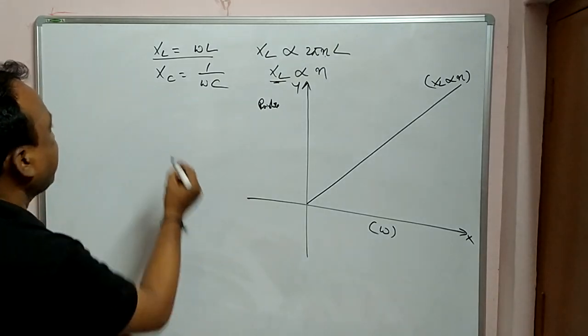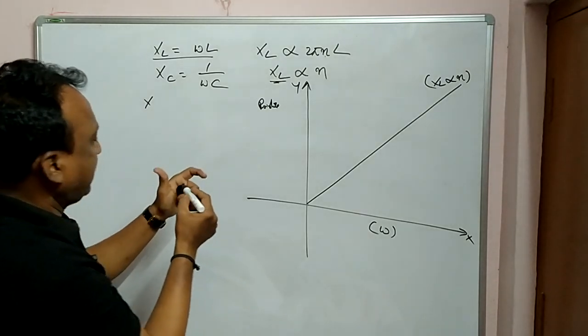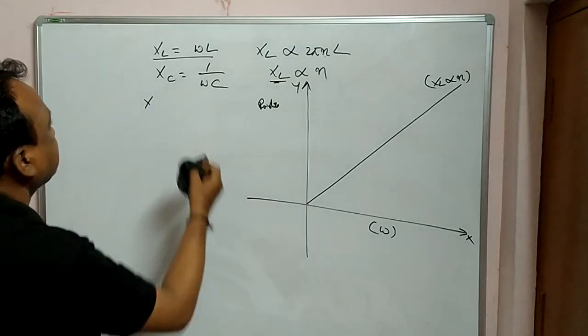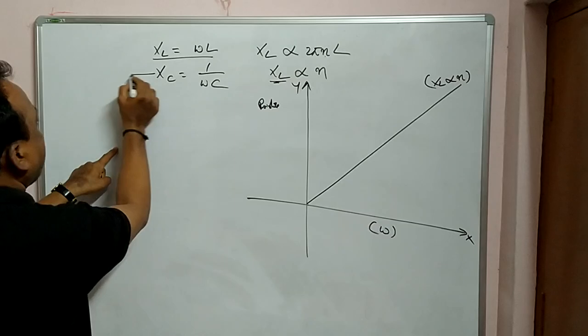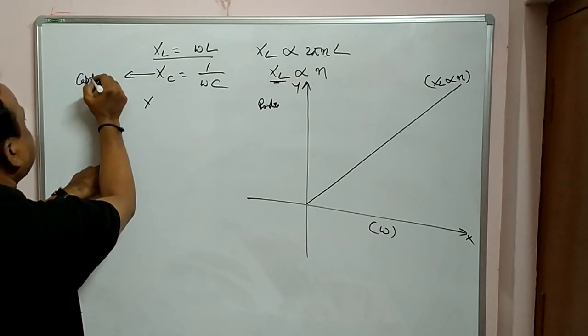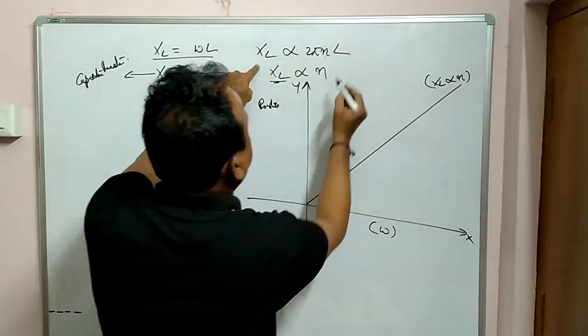But you go to the second case, here XL into the XL XC please. Not XL, XC. Okay? X is equal to capacitive reactance. This is capacitive reactance please. This is inductive reactance.